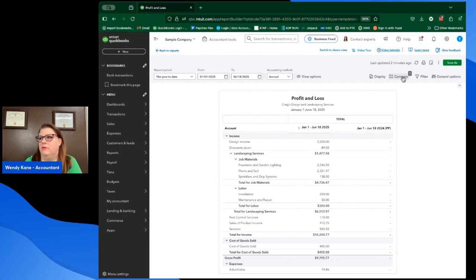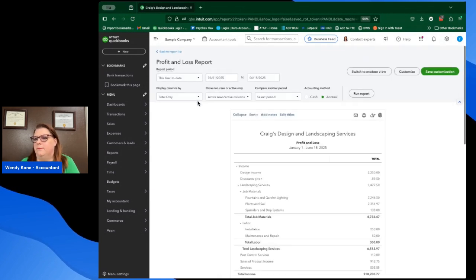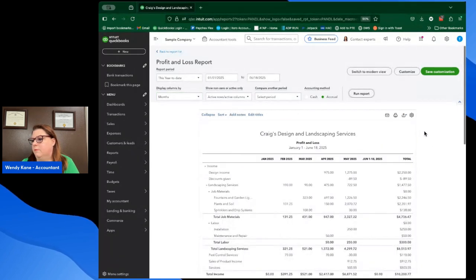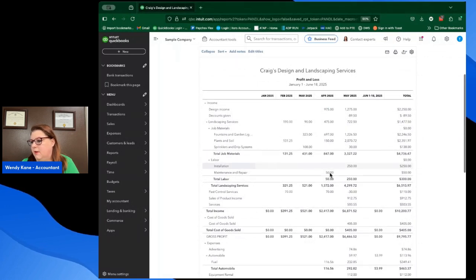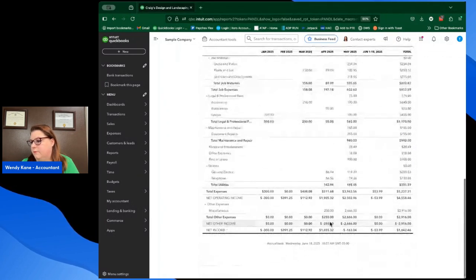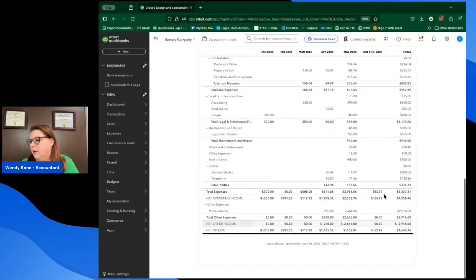And like I said, this new view here, I'll switch to classic view real quick. This year to date by months. You hit run. And then see, it tells you each month, how much did you make? What were your expenses? And then it can tell you if you made a profit each month. This is the year-to-date amount. That can give you a lot of information.